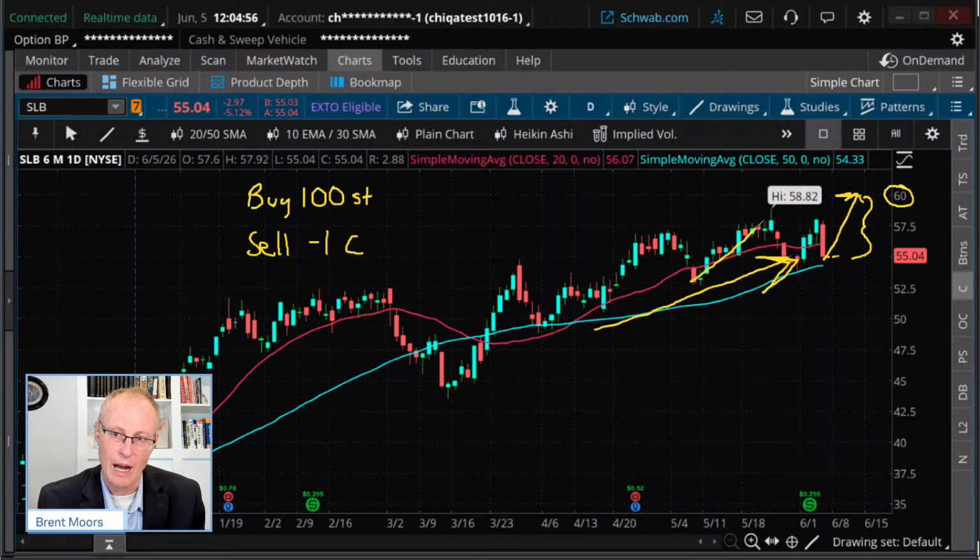Just like it did when it went up here, it took a little bit of a breather. It went up like this, took a breather, went way up, and took another breather. That's kind of the gist of this right now.